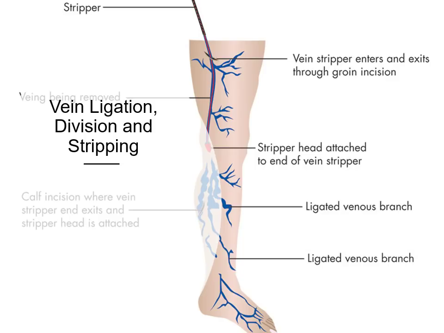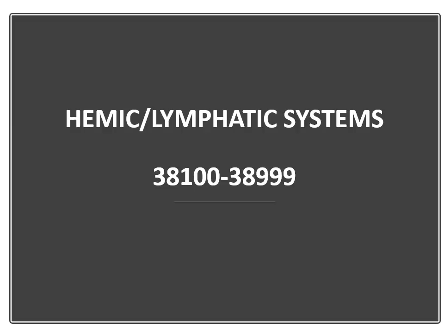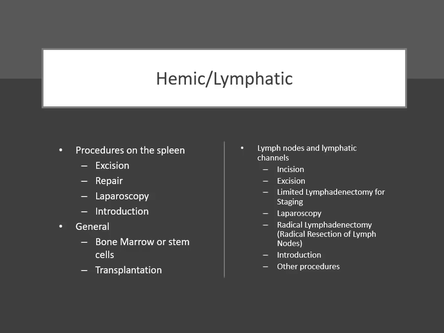All right, guys, guess what? We are done with cardiovascular, and we are moving on to hemic lymphatic systems. So we're on page 290, and in this particular area, you have procedures on the spleen, your general section, and then lymph nodes and lymphatic channels.